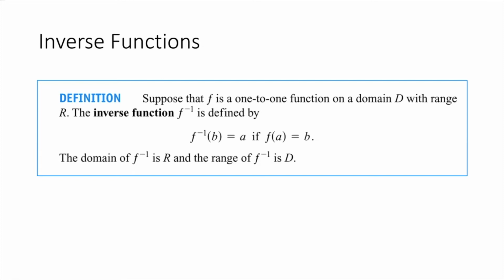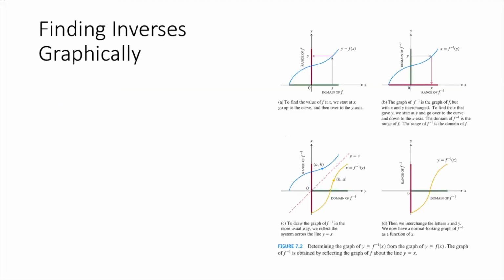So note that the domain of f inverse is R and the range of f inverse is D. So basically the relationship between a function and its inverse is that the x values and the y values just switch places. So that's why the domain of one function becomes the range of the inverse, and the range of the original function becomes the domain of the inverse. All the x's and the y's just trade places.